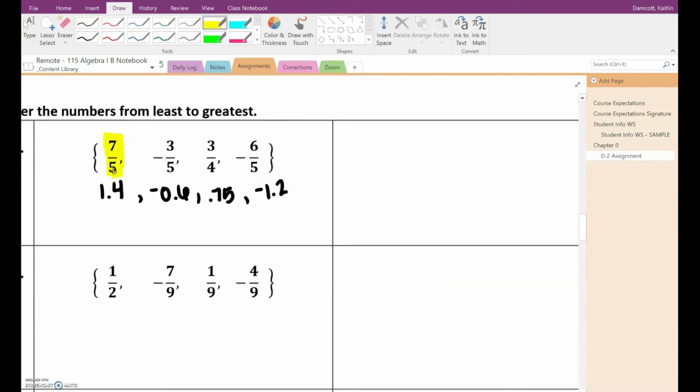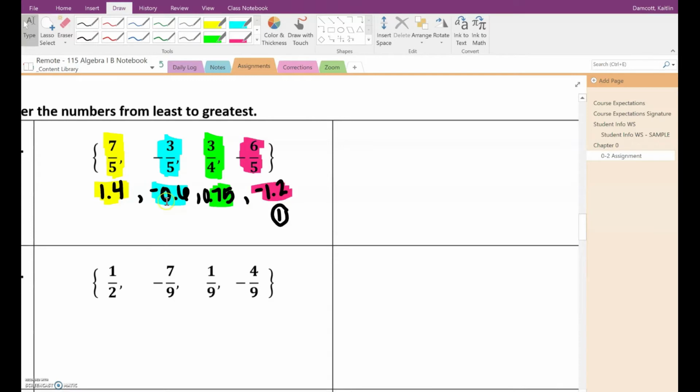Just to make it a little easier to see, 7/5 was 1.4, -3/5 was -0.6, 3/4 was 0.75, and finally -6/5 was -1.2. Now that we've changed them into decimals, our job is to rank them from least to greatest. So we need the smallest number. I should have done this with the 0.75, but I didn't. It's actually 0.75, so I'm going to put that 0 to hold the place so that we can better compare. Looking at this, the smallest number here is -1.2. So this is the smallest, so that's going to come first.